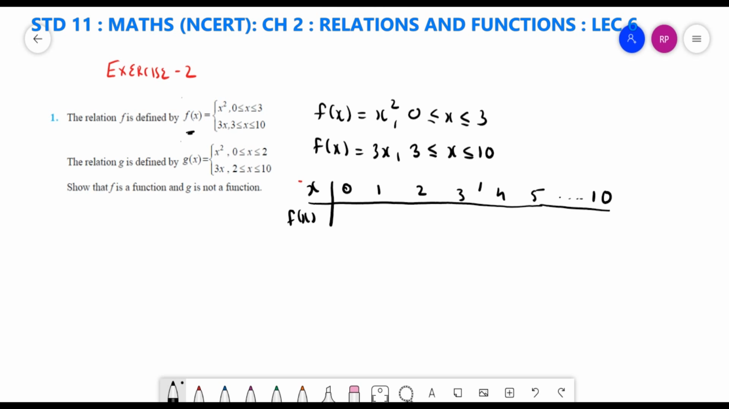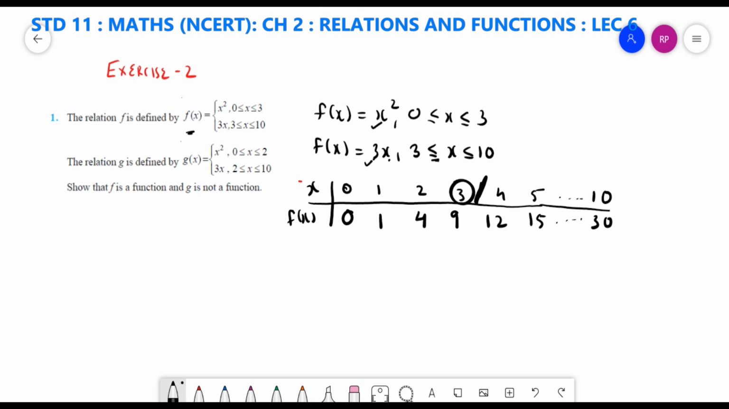Now till here, up to 3, you have to use this function. So 0 squared is 0, 1 squared is 1, 2 squared is 4, 3 squared is 9. Now here also it is given 3 ≤ x, so for 3 I can take both functions, this as well as this. If I use this function, then 3 into 3 will again be 9. When I take 4, now I have to use this: 4 threes are 12, 5 threes are 15, up to 10 threes are 30.